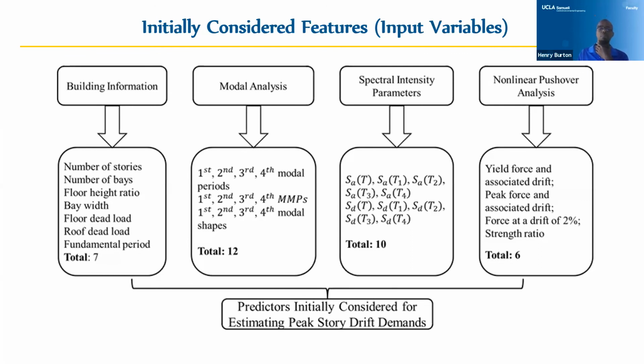And then on the far right, there are some nonlinear pushover analysis features. Now, keep in mind, as you start from the left, the features on the far left are the easiest as a user, as a designer. These are the easiest things to get, right? The number of stories, number of bays, dead load, live load. You don't have to do any analyses to get this information. But as you move further and further to the right, the type of analysis that you need to get the features becomes more and more complex. And we'll see the implication of that a little bit later.